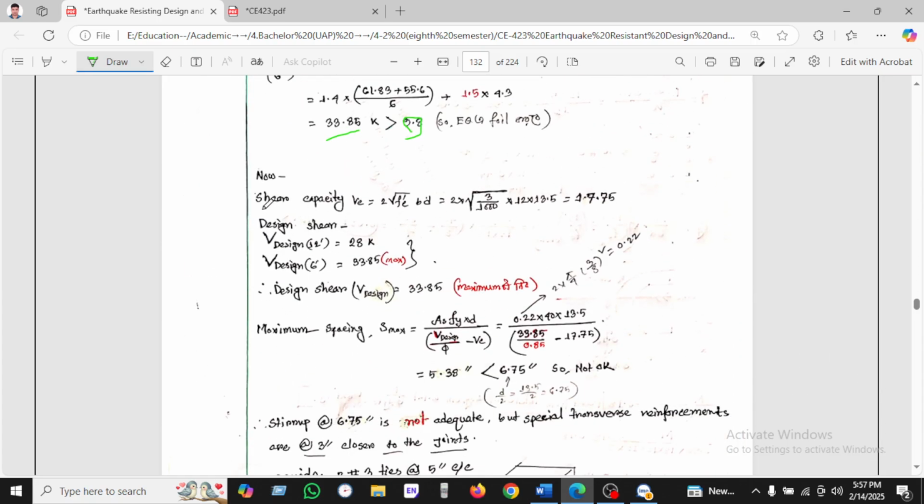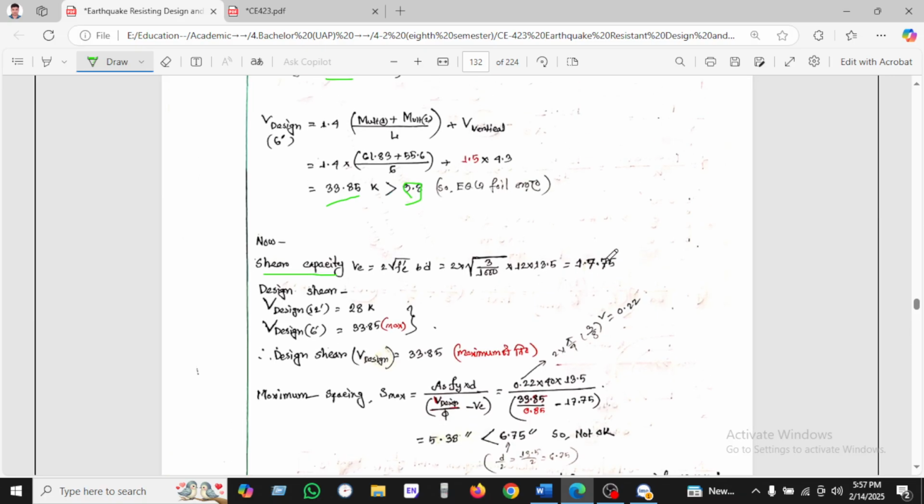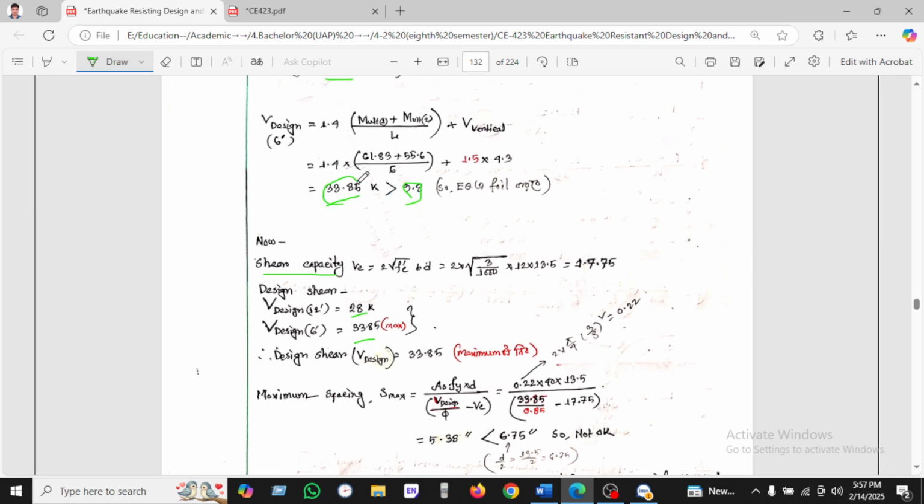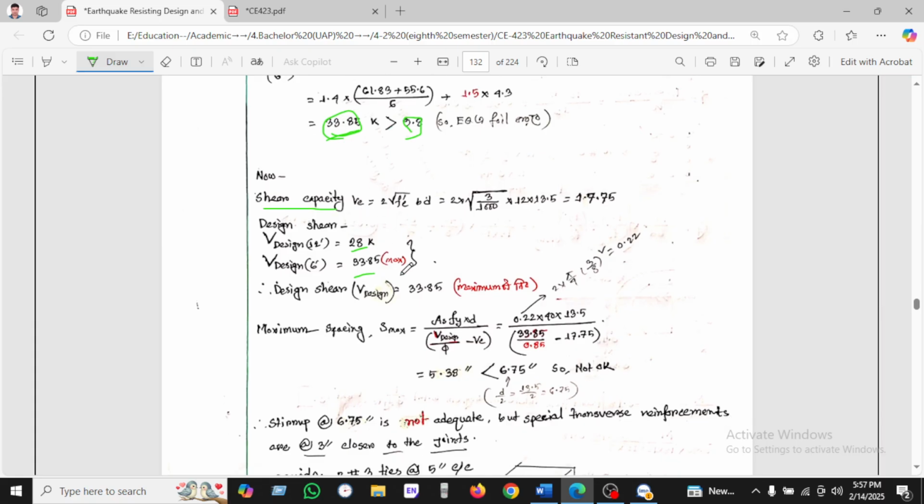Now we'll calculate the shear capacity and found 17.75, and shear we have been found 33.85. So this is the calculated 33.85. So shear will be designed 33.85 because we will be taking the maximum value.